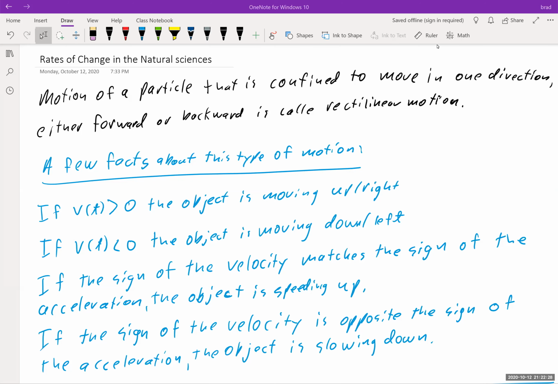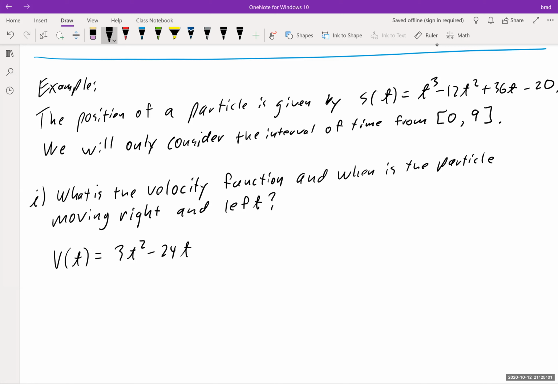So what we're going to do is say v of t is equal to 3t squared minus 24t plus 36. Now again, I just called it v of t. I did not call it s prime of t because when we're talking about velocity, I want you guys to be comfortable talking about v of t and s prime of t as the same thing. But in reality, yes, v of t is s prime of t.